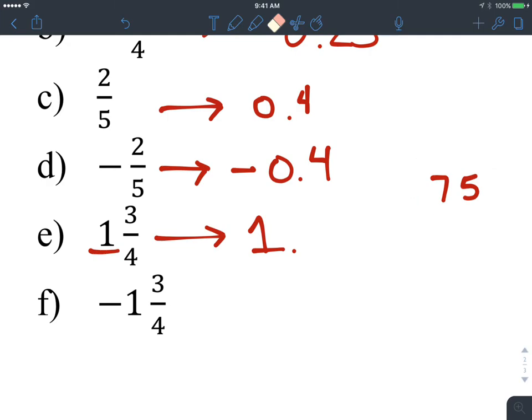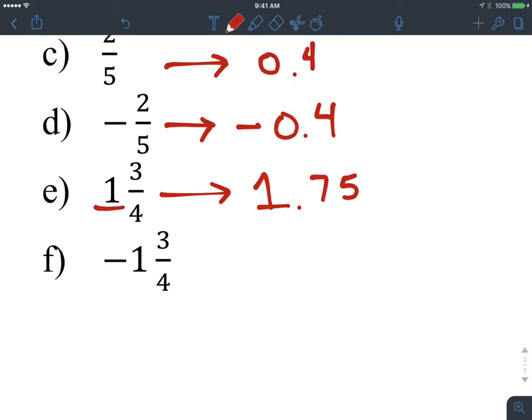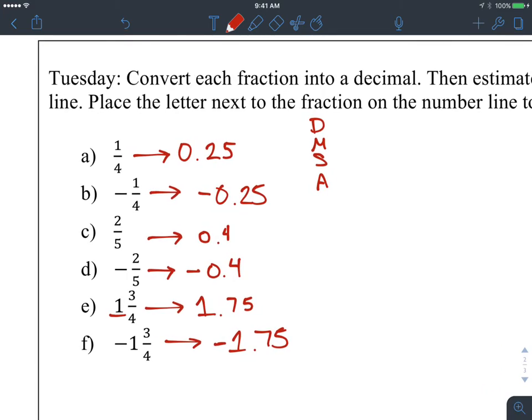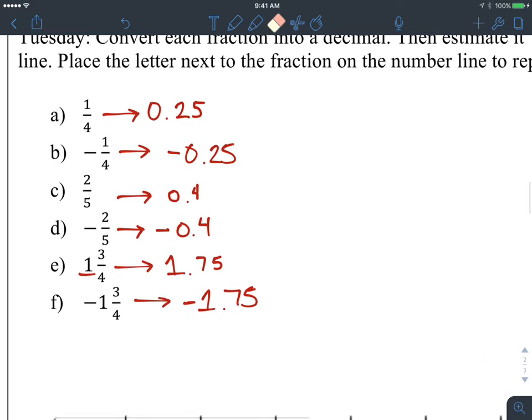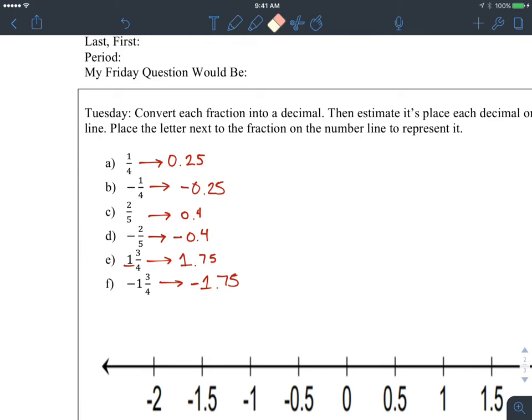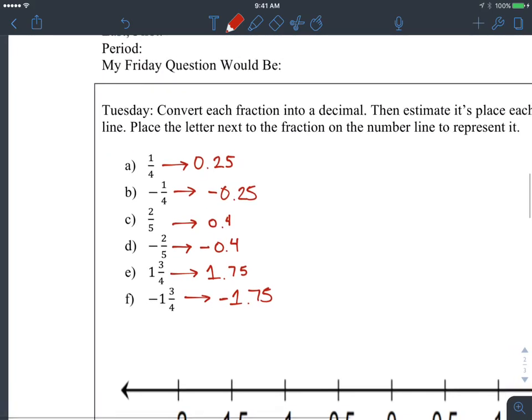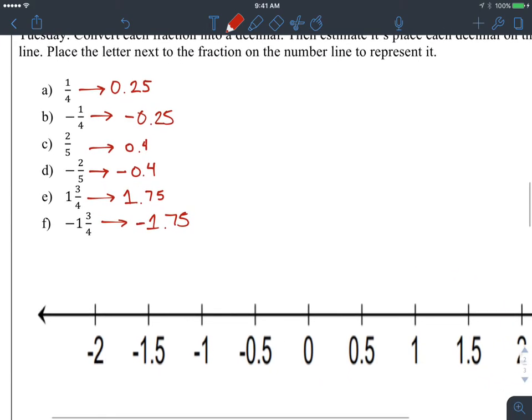I'm going to get rid of everything else, I'm going to take the number after the decimal, the 75/100ths, and put it right here. And then this is negative 1 and 3 over 4. So this is just going to be negative 1 and 75/100ths. So now we've converted all of the fractions into decimals. We've got a mixed number that we converted into also a decimal, but we do have whole numbers in there. And now the next step is to place these numbers on this number line in order to represent it.